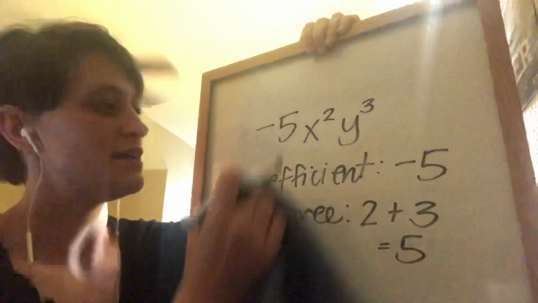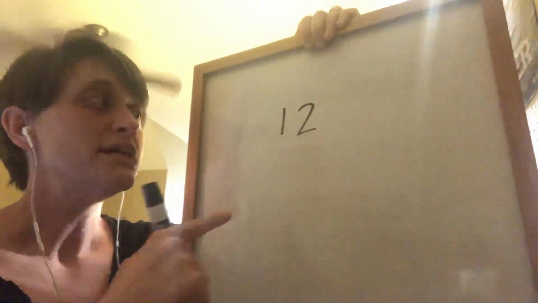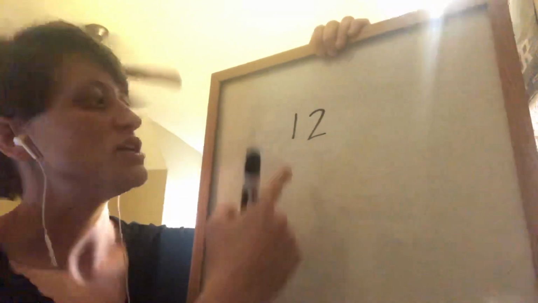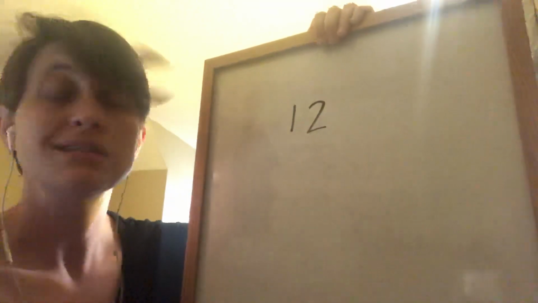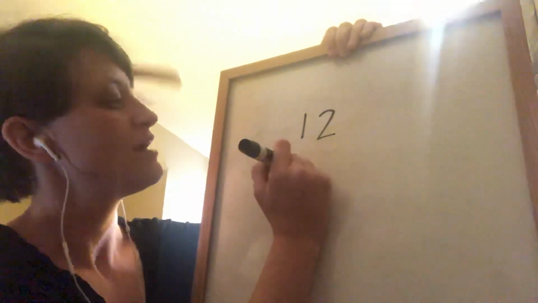Let's look at another one. Let's look at the term 12. Now we already talked about why this counts as a term using our definition. It's got a number and it has variables out here raised to non-negative integer exponents. Those non-negative integers just happen to all be 0. So this does count as a term.